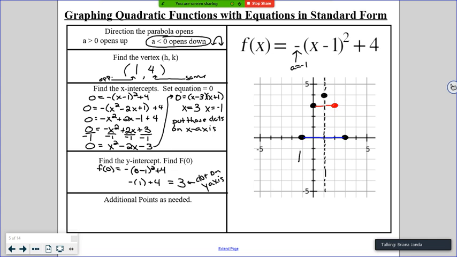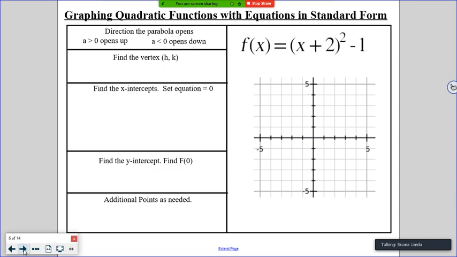I would just now connect my dots with a nice smooth curve and arrows to indicate that it would continue going down forever. Questions on graphing from standard form? Okay, we're going to try that one more time here. Graphing from standard form.